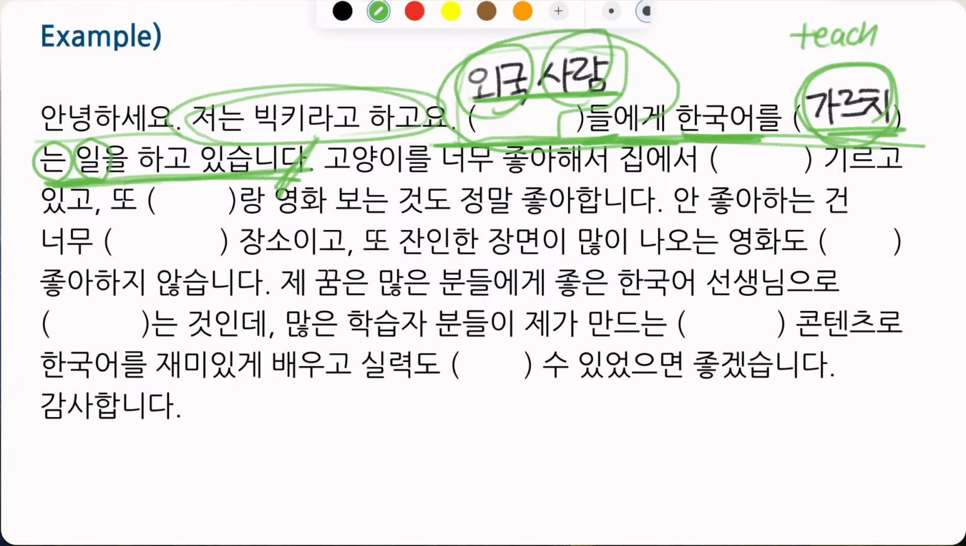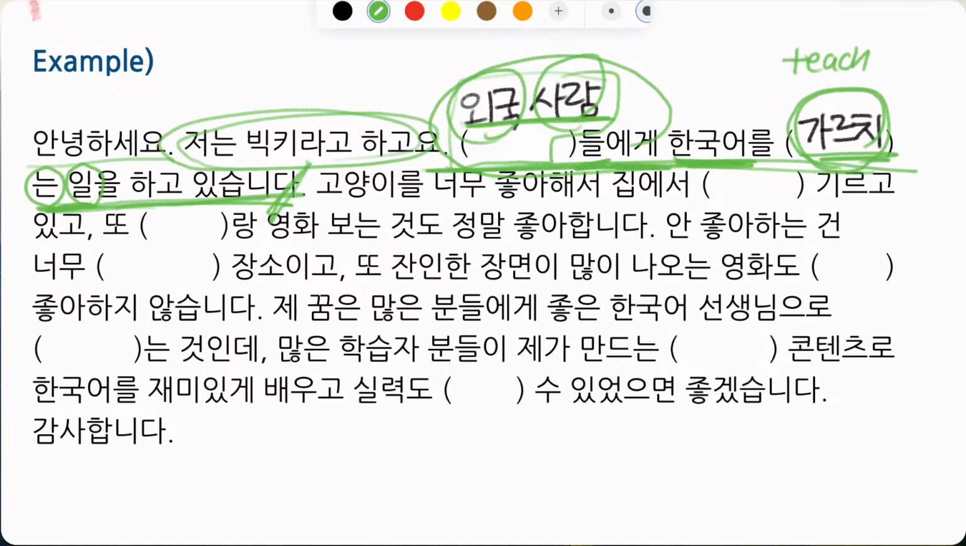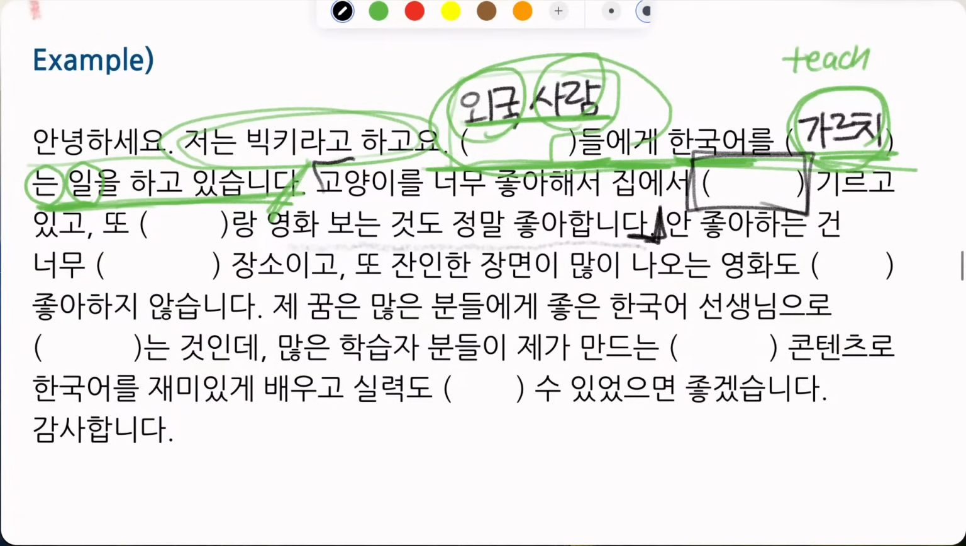그 다음에, let's continue, guys. If you missed this part, you can fill in the blank. I'll repeat it first. So let's try the next sentence. 고양이를 너무 좋아해서 집에서 한 마리 기르고 있고 또 독서랑 영화 보는 것도 정말 좋아합니다. So you guys can write on your printed out worksheet or in the comment in the live chat what you hear for the first and second blank.